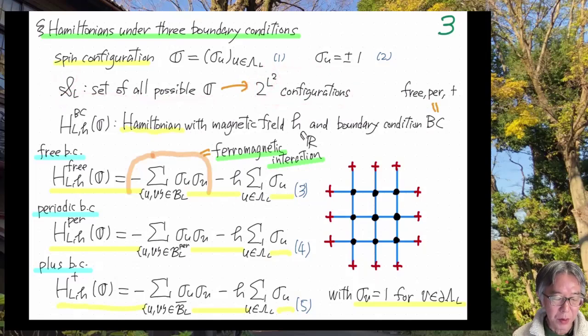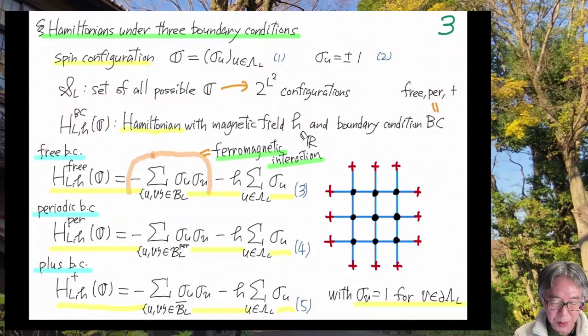Okay, then the Hamiltonian depends on the system size L, the external magnetic field H, which takes a real value, and the boundary condition, which is either free, periodic, or plus. And it's a function of the spin configuration. Okay, and here are the definitions.